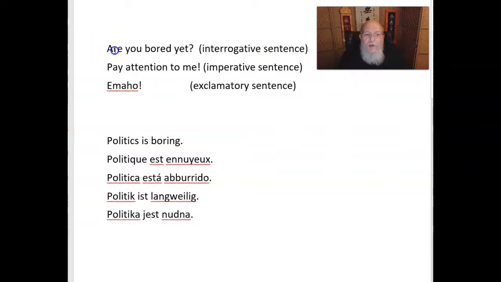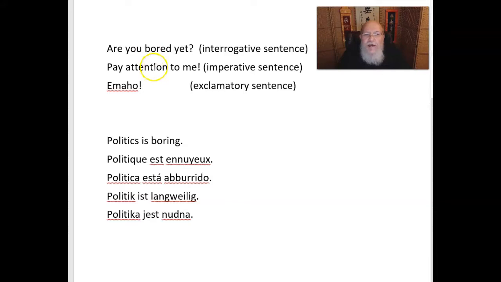Since sentences like the following, which I'm about to show you, are neither true nor false. They're not statements, and they don't express propositions. Now, if I asked, "Are you bored yet?" that's what we call an interrogative sentence, and it's neither true nor false.